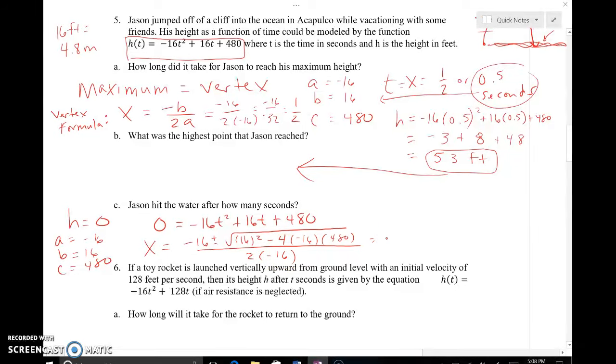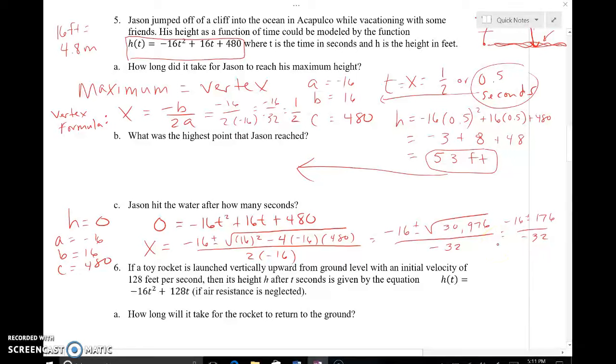If you're using a calculator, you could go ahead and type in what's underneath the radical so you can get one number. I'm going to do the same thing. When I typed it in the calculator, I got 30,976 underneath this radical, all divided by negative 32. So I'm going to find the square root of that answer, and I get 176. So negative 16 plus or minus 176 all over negative 32.